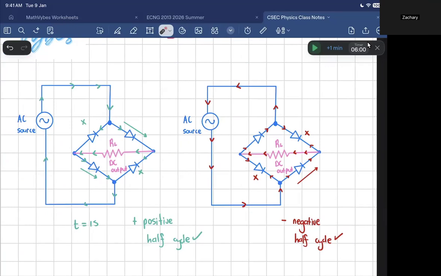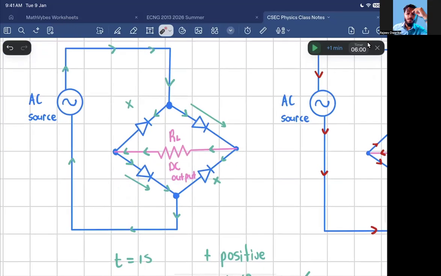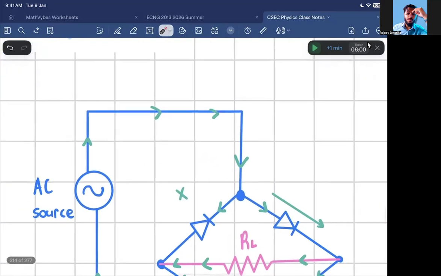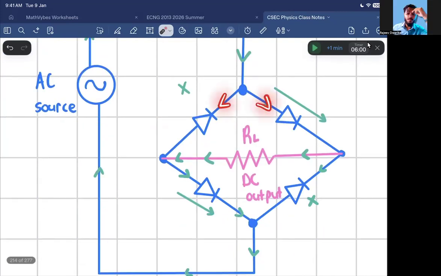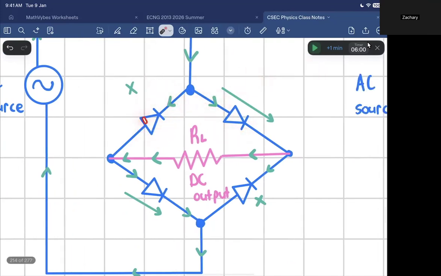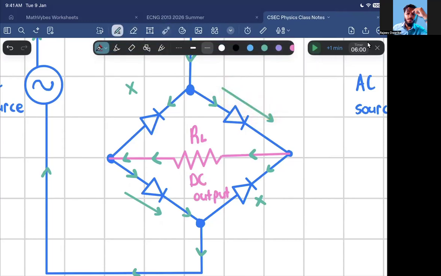Yes, sir. So I'm going to go over the positive half cycle one more time. All right, so Zachary, the current is going to flow right in this direction. At the junction, what is the current going to do? It's going to split in the middle. Where is the current going to be able to pass through, one or two? Two. Right. It is in reverse bias here, so the current wouldn't be able to pass through. However, the current will be able to pass through this diode, and so it's going to keep flowing.